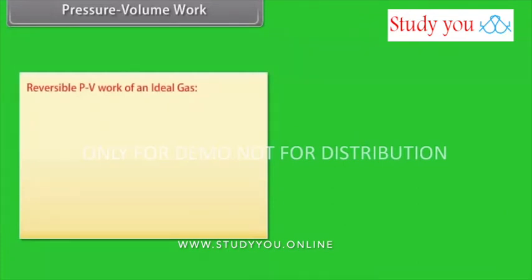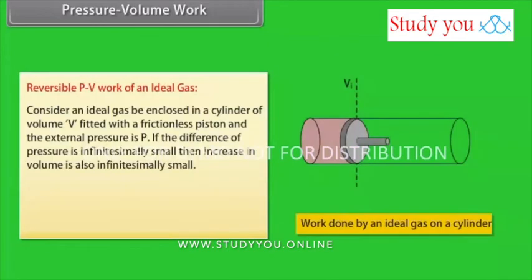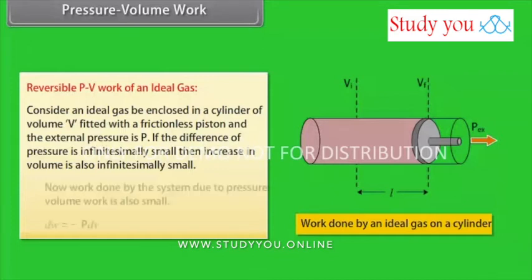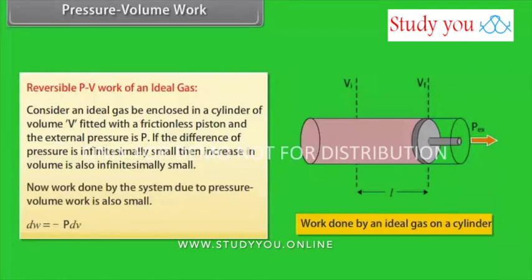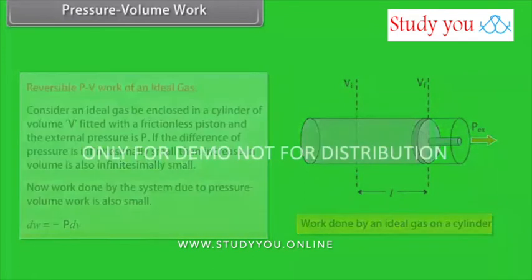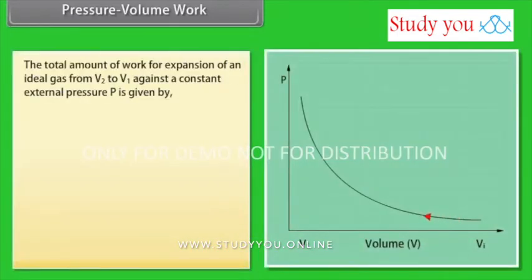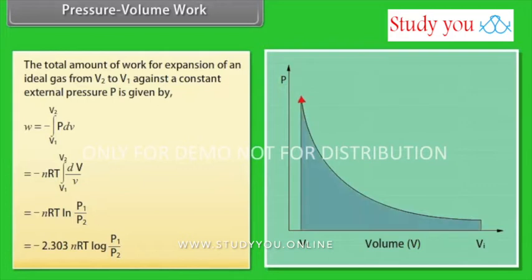Reversible PV work of an ideal gas. Consider an ideal gas enclosed in a cylinder of volume V fitted with a frictionless piston, and the external pressure is P. If the difference of pressure is infinitesimally small, then the increase in volume is also infinitesimally small. Now, the work done by the system due to pressure volume work is also small. The total amount of work for expansion of an ideal gas from V1 to V2 against a constant external pressure P is given by minus 2.303 nRT log P1 upon P2.